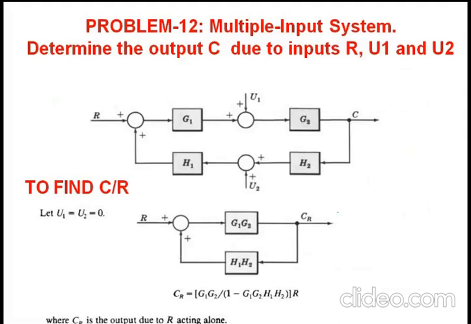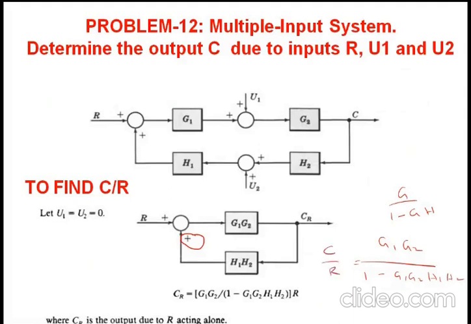H1 and H2. So resultant block, once again, combination of these two will be, observe here, here there is positive feedback. So the resultant block will be G divided by 1 minus G into H, that is, here G1 G2 divided by 1 minus G1 G2 into H1 H2. This is what C by R is.